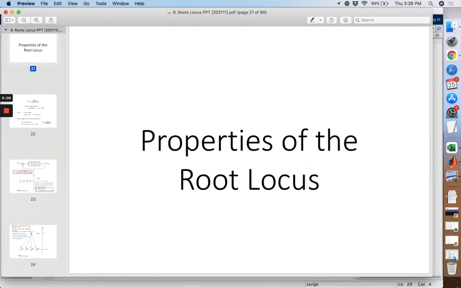In this video, I'm going to explain to you the properties of the root locus and how to solve the problem using MATLAB. If you haven't seen my previous video on the properties of the root locus, please click on the suggested link above.